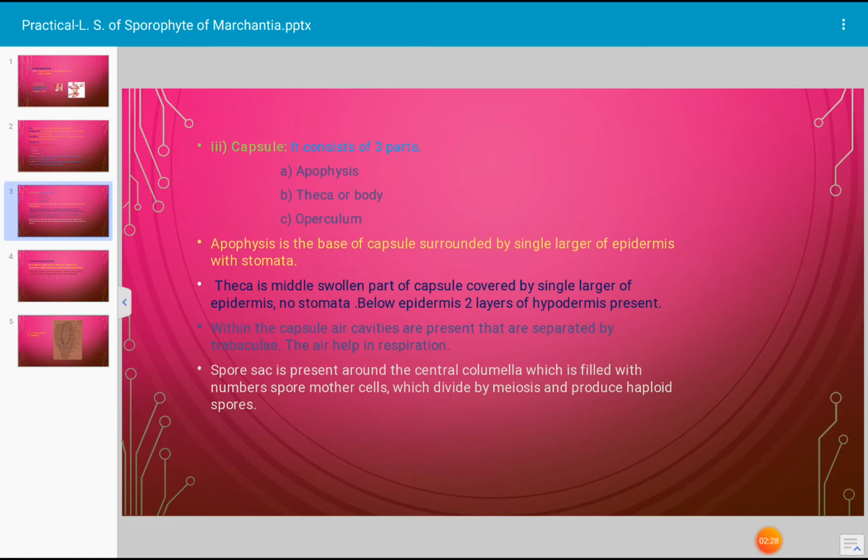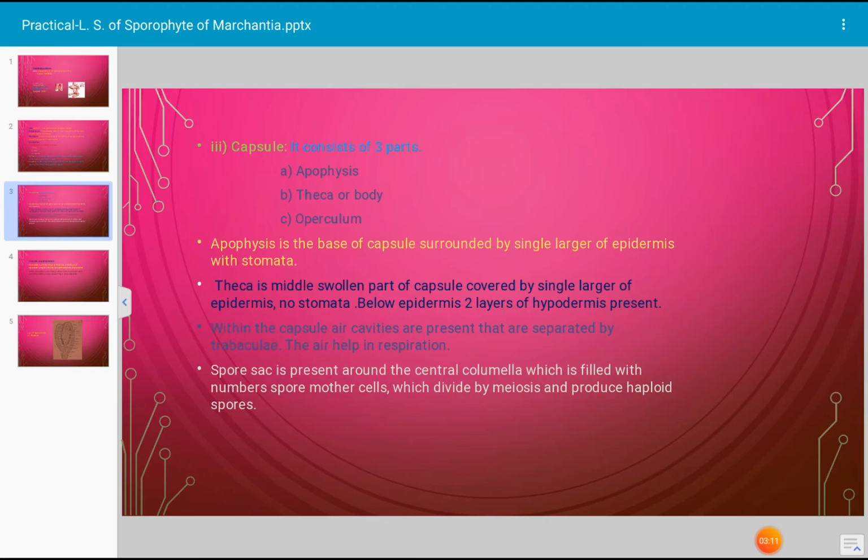The next region of the capsule is the theca. The theca is the middle swollen part of the capsule, which is covered by a single layer of epidermis. No stomata; stomata are absent. Below the epidermis, two layers of hypodermis are present. Within the capsule, air cavities are present that are separated by trabeculae. Trabeculae are the walls formed by the arrangement of cells one above the other, and the air in the cavity helps in respiration.